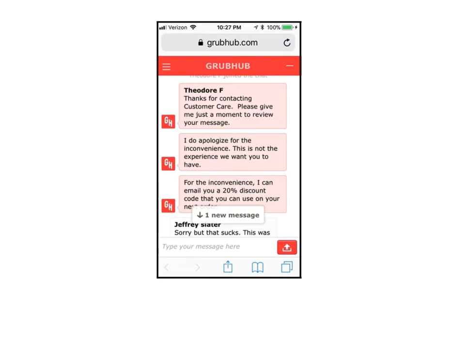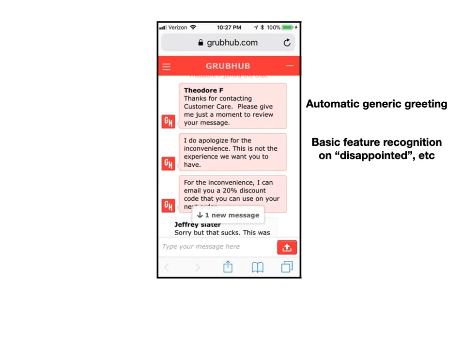What do you think is happening here? There's an automatic greeting that takes no effort. None of your information is in here. It's just dumped straight out. Then maybe you said, hey, my food was disappointing. I didn't like it. So they have some basic feature recognition on the idea that, oh, you're disappointed. Okay. And then immediately they give you the baseline automatic offer: I can give you 20% discount on your next order, right? There doesn't need to be a human here. Especially, I mean, you haven't even interacted with Theodore F. yet, Jeffrey Slater. Yeah, I don't know. This is a random photo from Grubhub. I neither know Jeffrey Slater nor am I Jeffrey Slater.